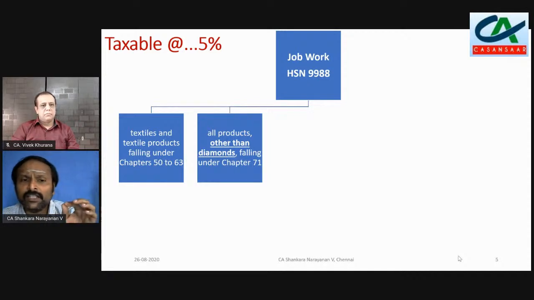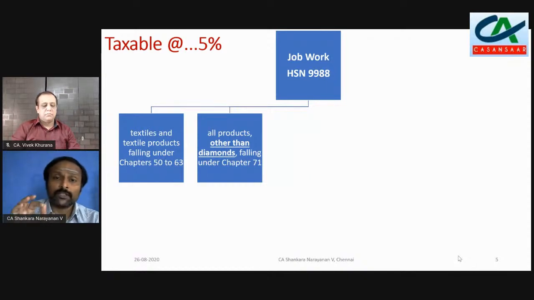And then the jewelry related, all the products other than diamonds. So not diamond related work, anything falling under chapter 71, jewelry related, but other than diamonds shall fall under 5%. The reason I have highlighted other than diamonds is because for diamonds there is a separate job work rate. So if you are giving me a diamond and I am preparing it into, let's say, finished jewelry, then there is a separate rate for it. But if you are giving me gold or giving me an order to prepare certain items of jewelry, which could be gold or any other bullion metal, then in those cases it will come under 5%. So a job work pertaining to goods falling under chapter 71, other than diamonds, comes under 5%.